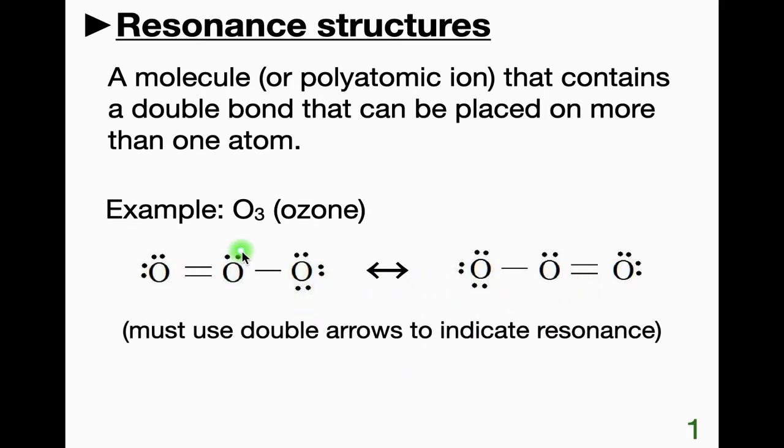When you are asked to draw resonance structures, you simply draw all possible structures. For ozone, these would be the two possibilities, and we use a double arrow to indicate the resonance going back and forth, back and forth.